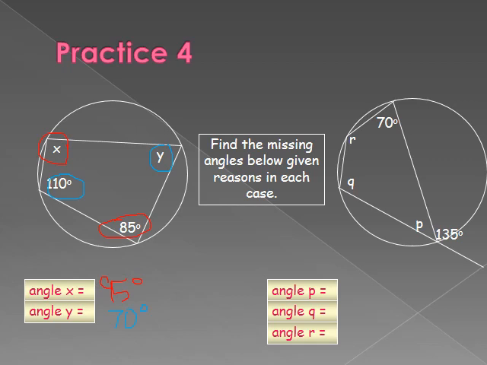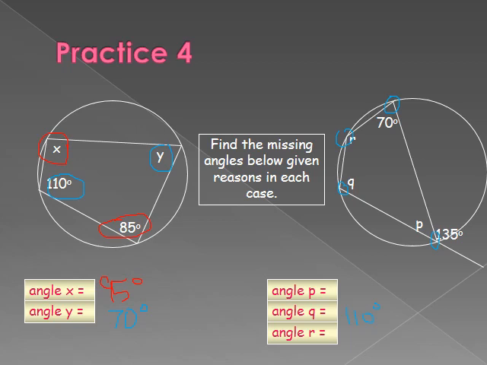On the right, again, I'm expected to use cyclic quadrilaterals, as in we have four vertices on the circumference. Now the 70 is adjacent to R and P, so it's opposite to Q. So Q is the supplement of 70, which makes it 110 degrees.